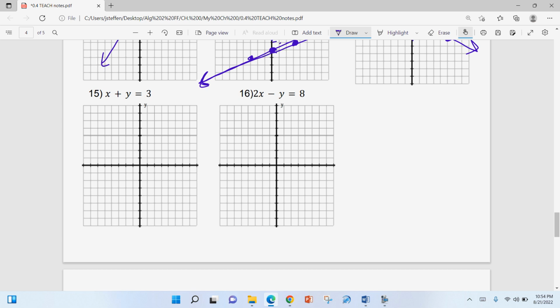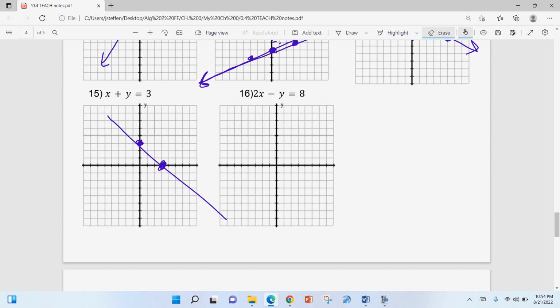The eye patch method, since these are in standard form: cover up your x, y is equal to 3, so that's your y-intercept. Then do the opposite, cover up your y. So x is equal to 3, that's your x-intercept. Then just connect those.